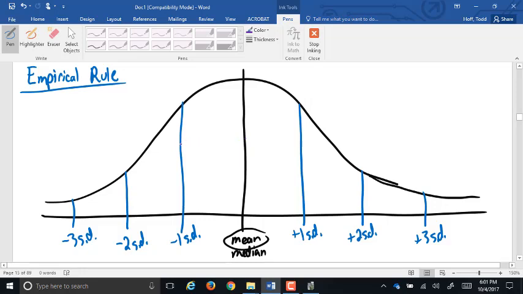Between the mean and 1 standard deviation away from the mean is approximately 34% of the data. The detailed version is 34.13% of the data. And that's true on both sides of the mean. So 34.13% of the data falls between the mean and 1 standard deviation below it. Another 34.13% falls between the mean and 1 standard deviation above it. So that would mean between 1 standard deviation on each side of the mean, that would be 68.26% of the data.